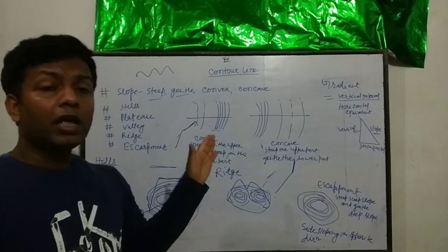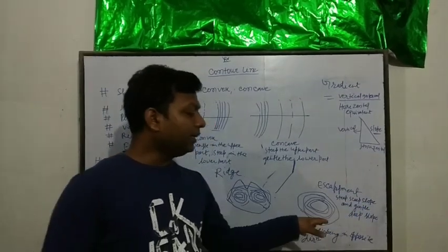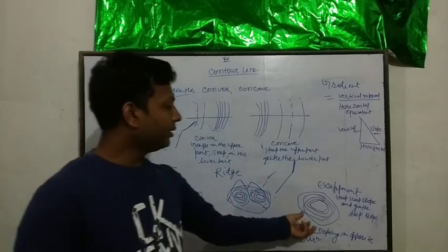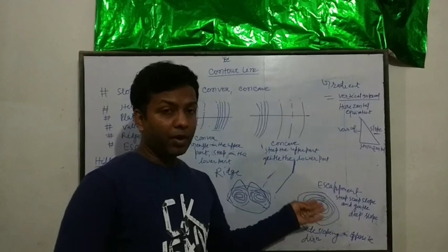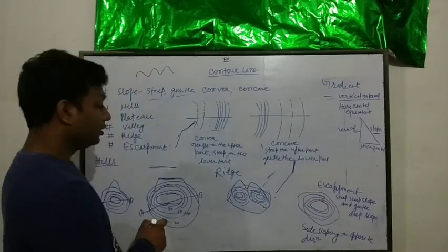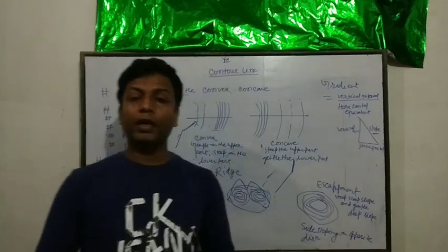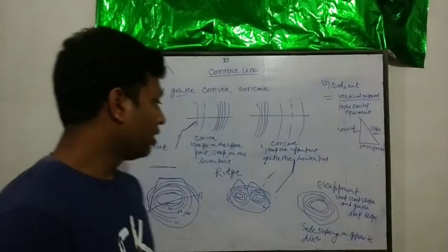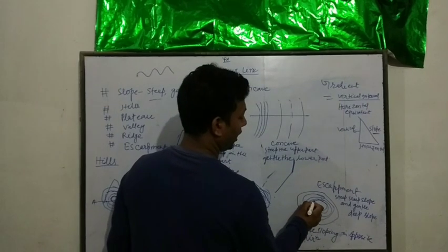And last but not least, escarpment. Escarpment means a steep, sharp slope on one side and a gentle slope on the other. In the deep there is a gentle slope, and on the scarp we have the steep one. There is a difference between plateau and escarpment. Don't be confused. Okay? This is not a tabletop structure. This is like this.